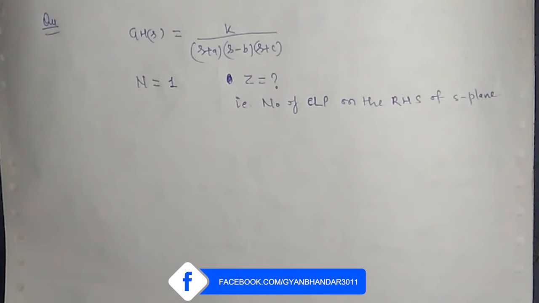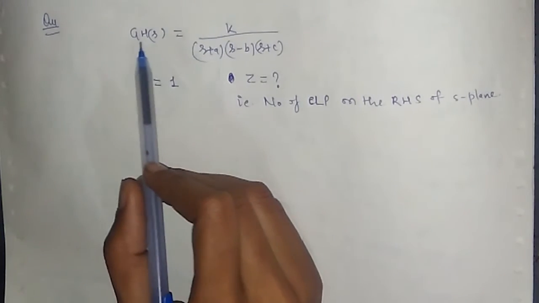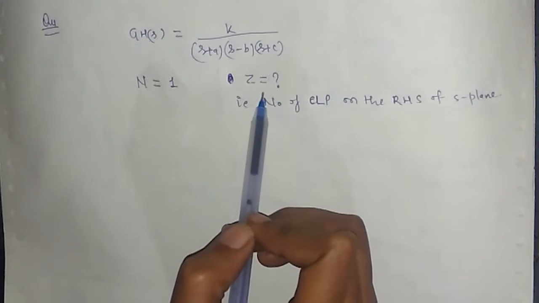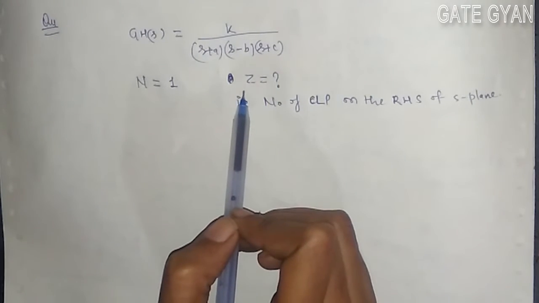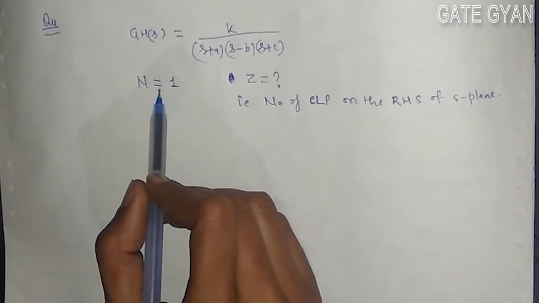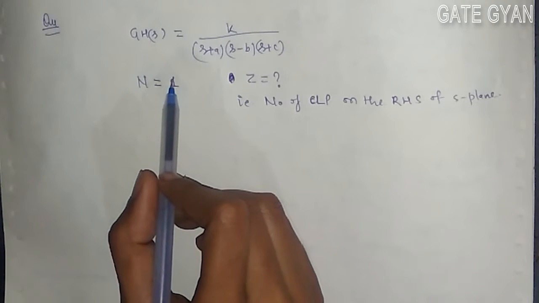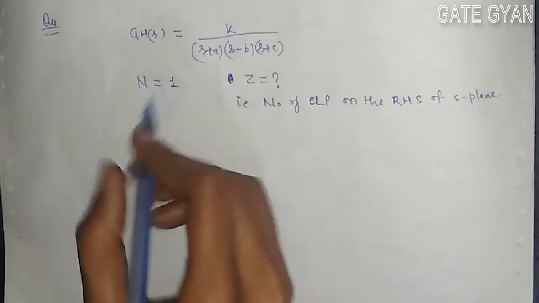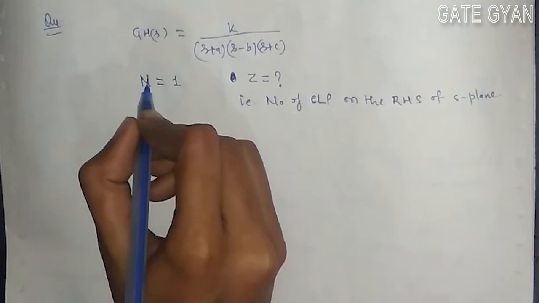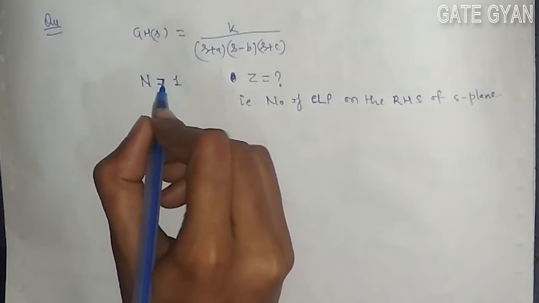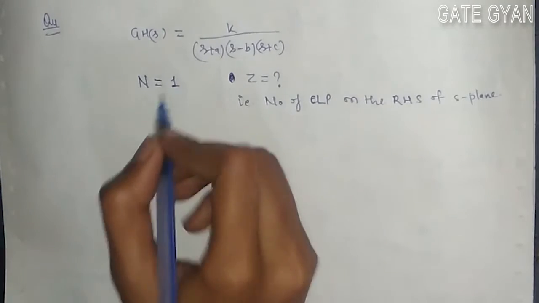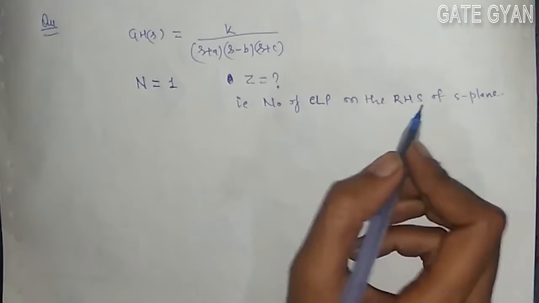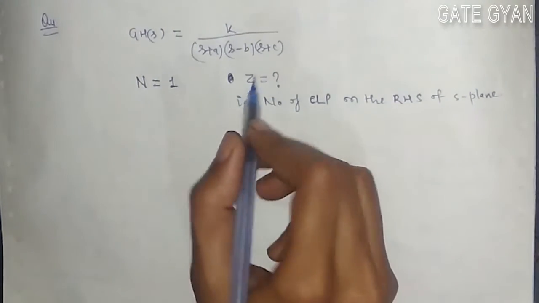In this question, we have given open loop transfer function G(s)H(s) as K upon (s plus a)(s minus b)(s plus c). Now it is saying that the encirclement of 1 plus G(s)H(s) is in counterclockwise direction, which implies that N, the encirclement, is going to be equal to 1. So it is asking for the number of closed loop poles on the right hand side of the S plane. So it is asking for the Z.